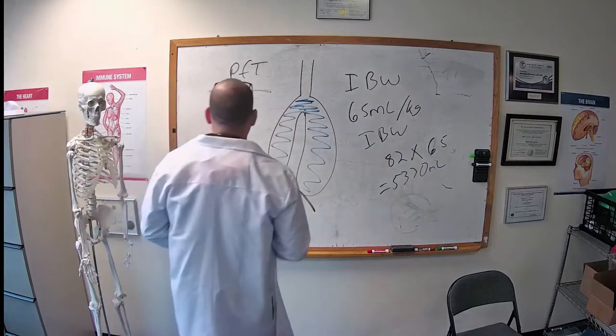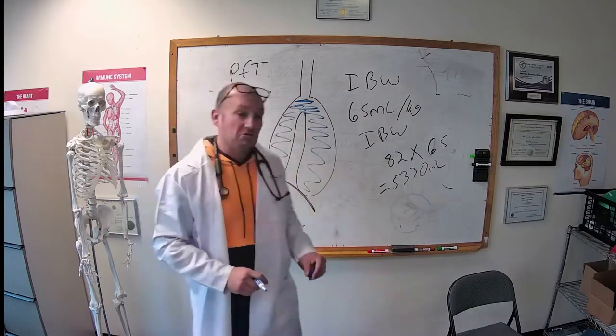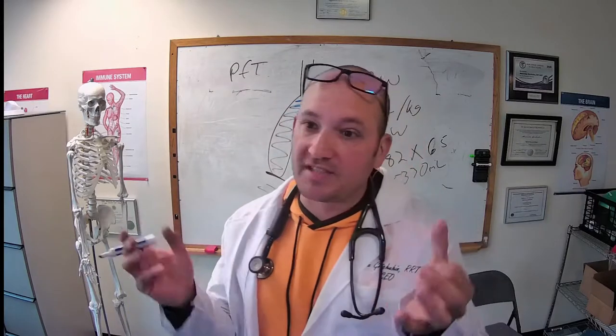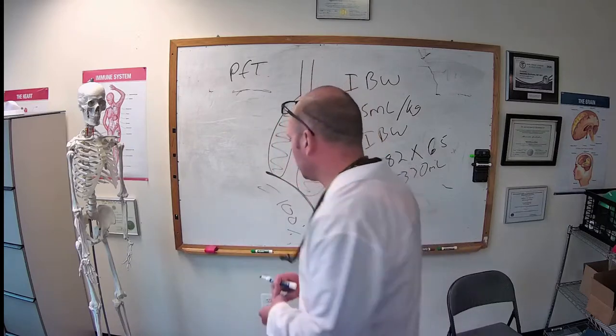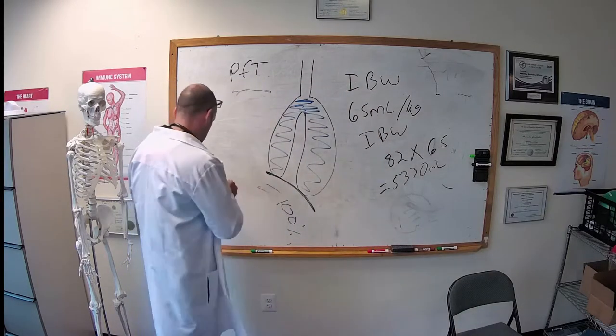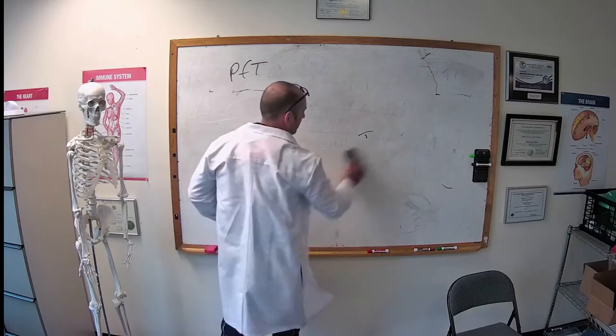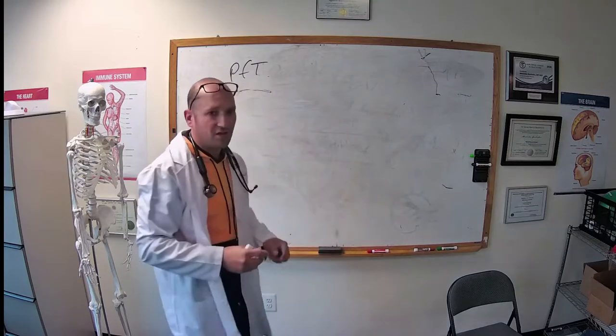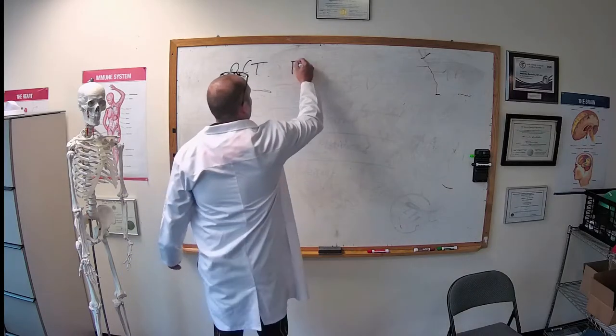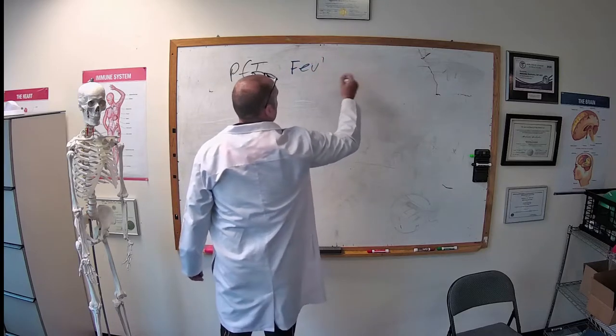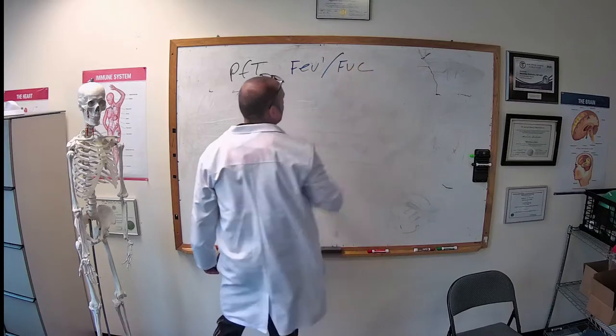If you can only exhale, let's say you can only exhale 10% of that. Let's make the math really easy. Let me draw it up like this. First off, what number would my FEV1 over FVC have to be in order for me to have COPD? And no, it is not the FEV1 by itself. It's FEV1 over FVC. So it's FEV1 in 1 second divided by the forced vital capacity.